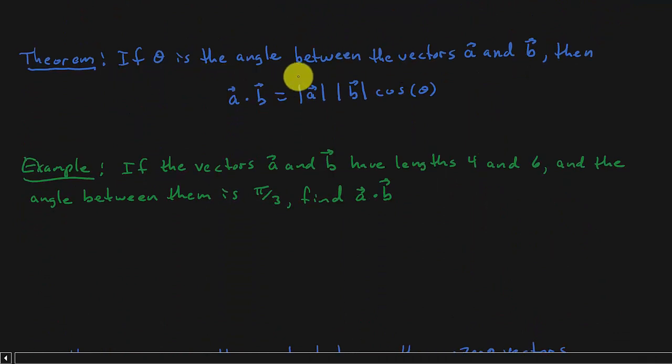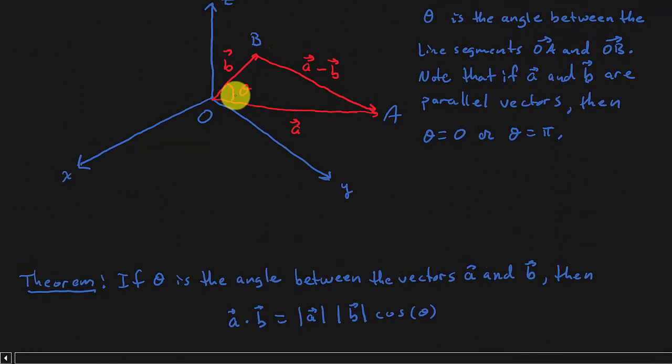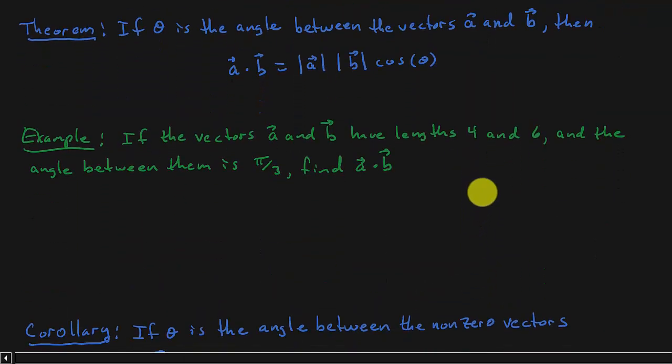So if theta is the angle between the vectors A and B, then A dot B is equal to the magnitude of A times the magnitude of B times cosine theta. Okay, so that's one way that we'll be able to get the angle between two vectors, using a slightly different form of this, so we'll be able to find theta. But we can also use this to find the dot product. So let's look at this.